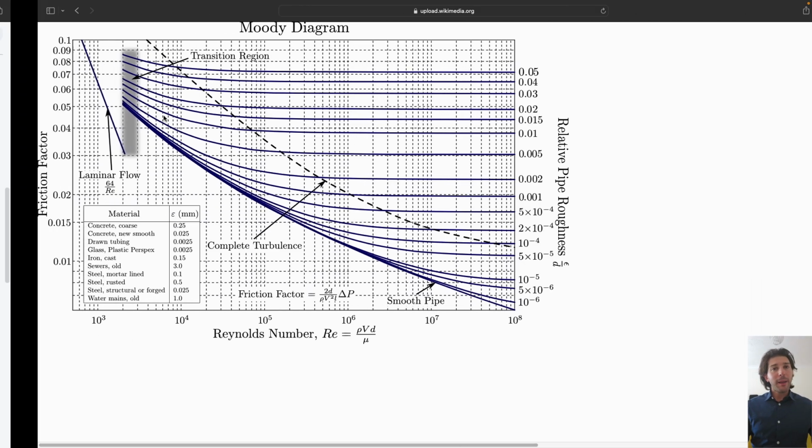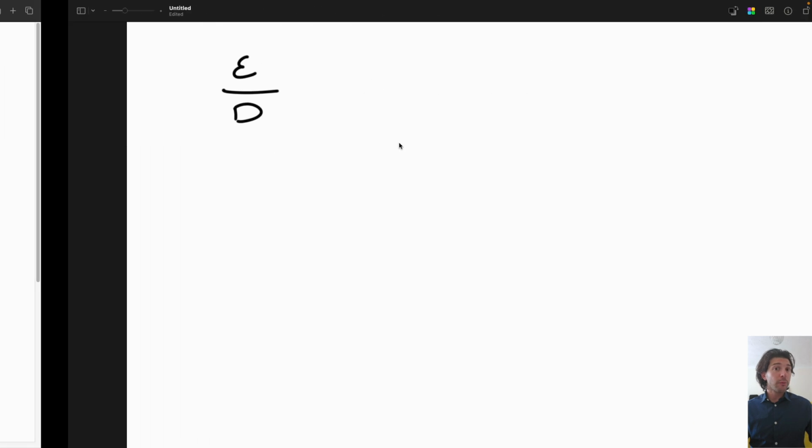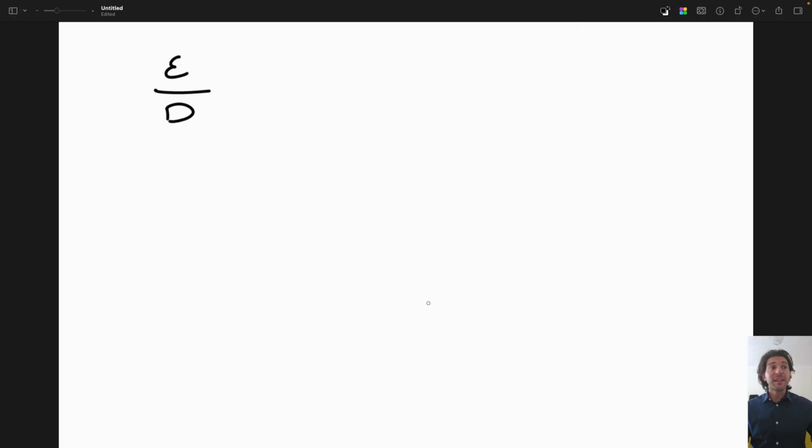Finding the absolute pipe roughness requires knowing the material of construction, and from the problem statement we see that it is a steel pipe. Without additional information, we must make the assumption that this is a carbon or commercial steel pipe. We see that this has an absolute roughness of 1.8 times 10 to the negative 3 inches. And now that we have this value, let's stick with the units of inches for the duration of this problem.